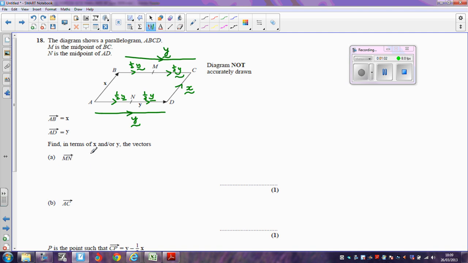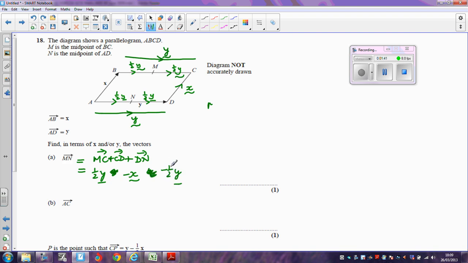So the first question says MN. Well, to get from M to N, I'm going to go the long way round. I'm going to go from M to C, and then I'm going to add C to D, and then I'm going to add D to N. So it's the long way round. So I'm going to go from M to C. Well, the vector MC is half y. The vector CD is going to be minus x, so let's just make that minus x. And then the vector DN is minus a half y. So we can just make that minus.